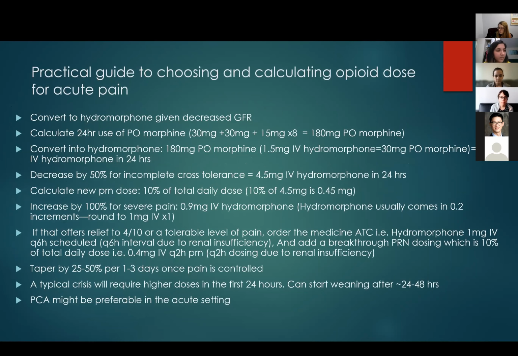We're running out of time. So I just have this quick and easy guide on how to choose and calculate opioid dose. I'm happy to share the slides and you can go over it. This is something you can use at night when you don't have anesthesia or pain management around to start them on a PCA. You can do some calculations by yourself and at least give them the initial dose. Okay, that's pretty much it.